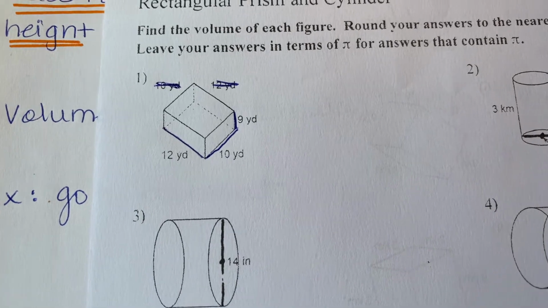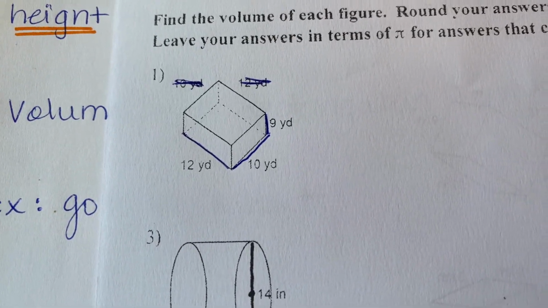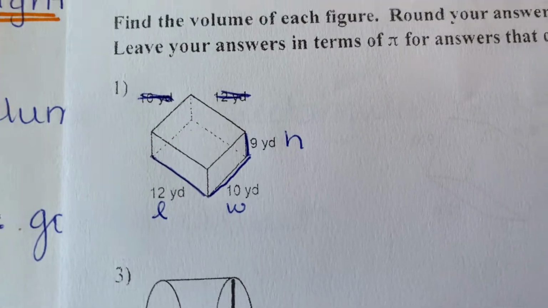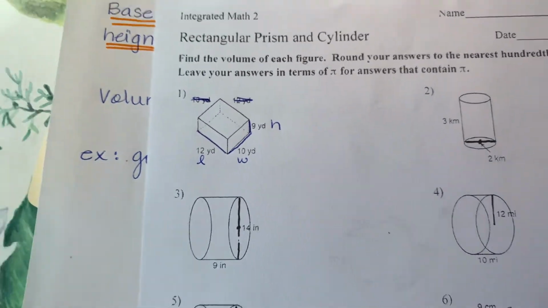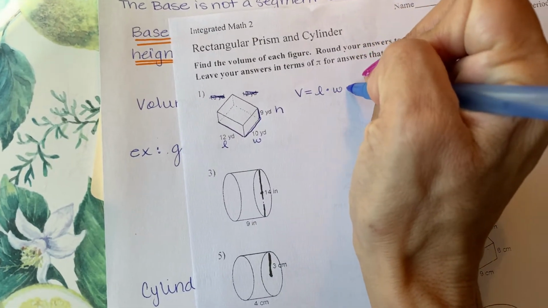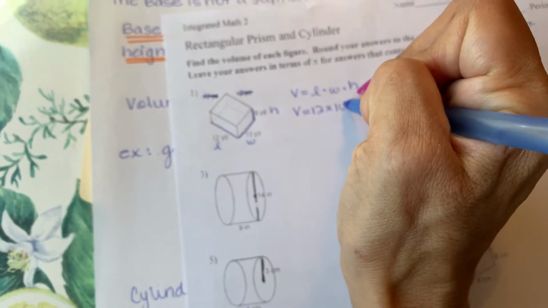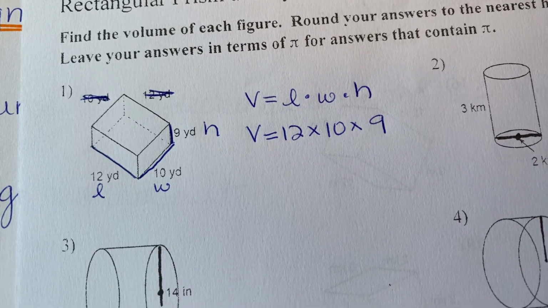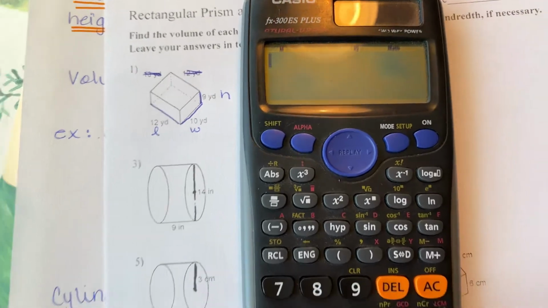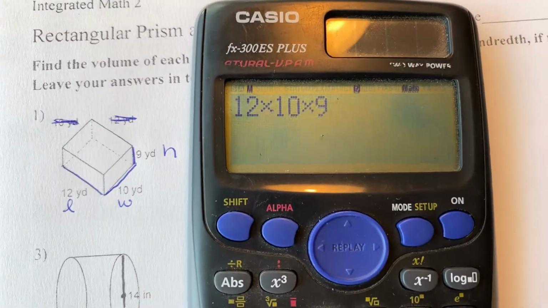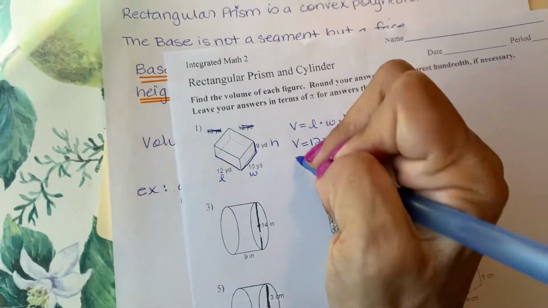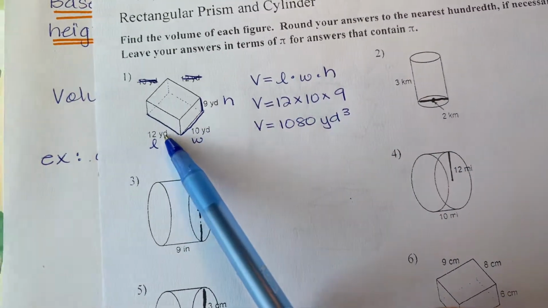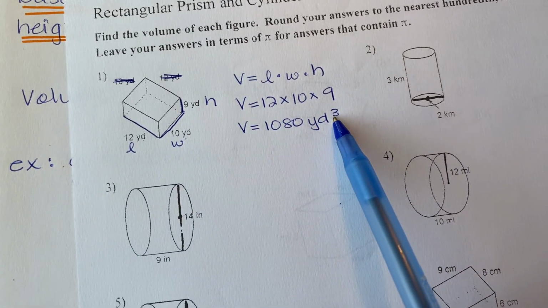Okay, so this is your rectangular prism. When I'm looking at this, this is my length, this is my width, and this is my height. Length times width times height. For those of you who remember this, my volume is just length times width times height. So I'm just going to go 12 times 10 times 9, and I'm done. You can just strictly put that in, and your answer is 1080. It's yards cubed, because yard times yard times yard, there's 3 yards, so cubed.